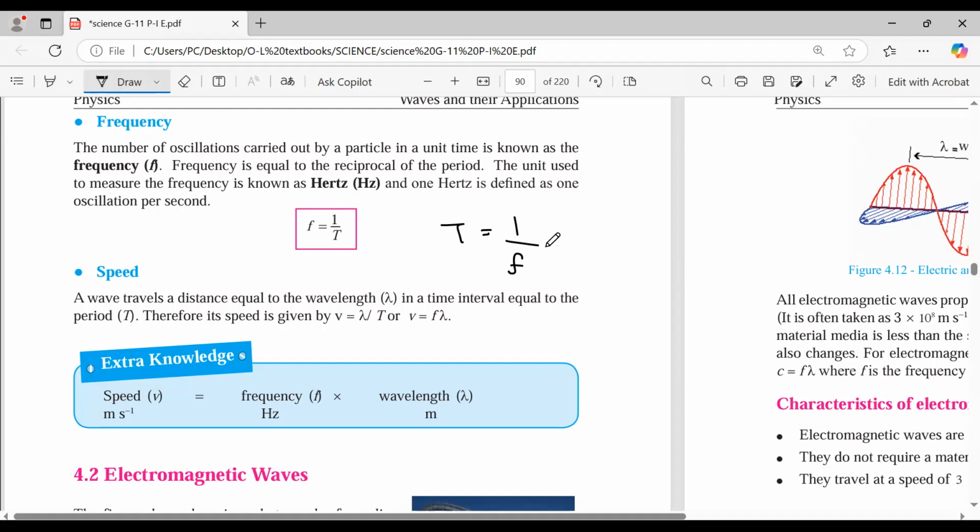Yeah, miss. Frequency is equal to the reciprocal of the period. That's why I wrote it like this. The unit used to measure the frequency is known as hertz. Okay. So speed, you have the equation V equals F lambda. V, the speed of the wave, is equal to the frequency of it times the wavelength of it. So frequency we measure in hertz and wavelength we measure in meters.